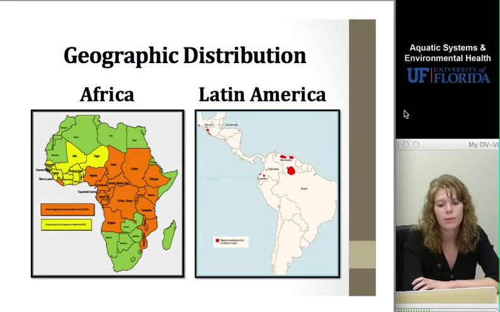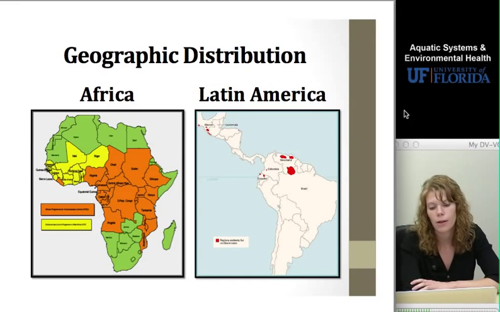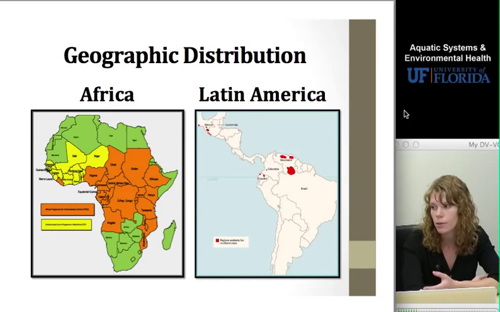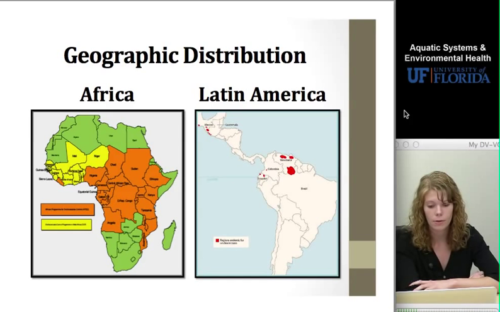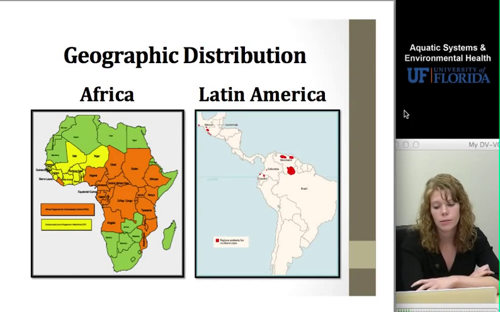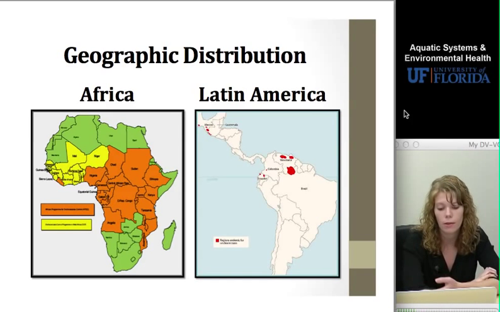Now, the geographic distribution: it's mainly found in Africa and Latin America, although there are some small endemic populations in the Saudi Arabian Peninsula and Yemen. However, 99% of the caseload of onchocerciasis is found in Africa. Lotic, non-static bodies of water are important habitats for the vectors of this disease, and so this makes populations that live by rivers or other moving bodies of water more highly susceptible to infection.